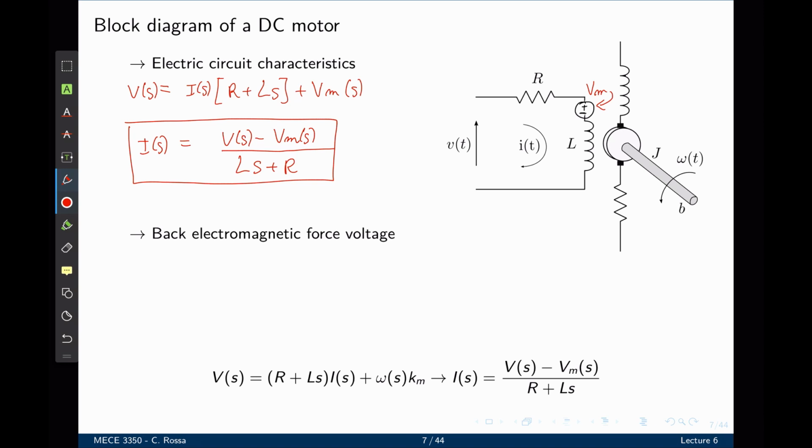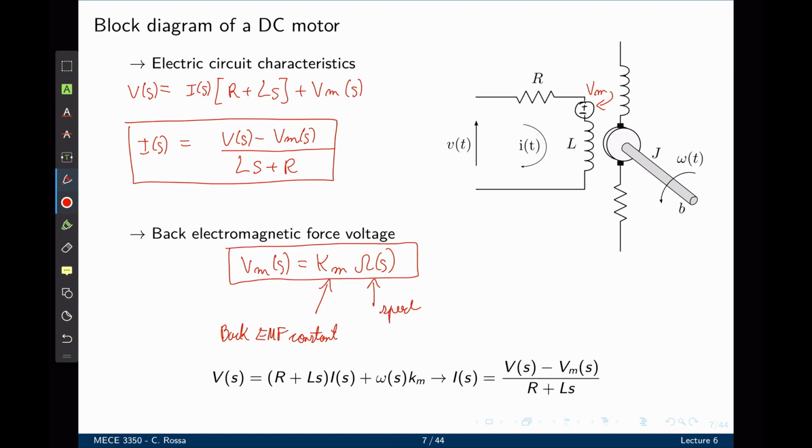As the motor rotates, a voltage is induced in the motor's armature. This voltage is called the electromotive force, or back EMF voltage. That is what we call Vm. For DC motors, the voltage induced by the motor rotation is simply proportional to the speed of the motor, where omega of s is the speed and Km is the back EMF constant, which depends on the construction of the DC motor. This is now our second equation.